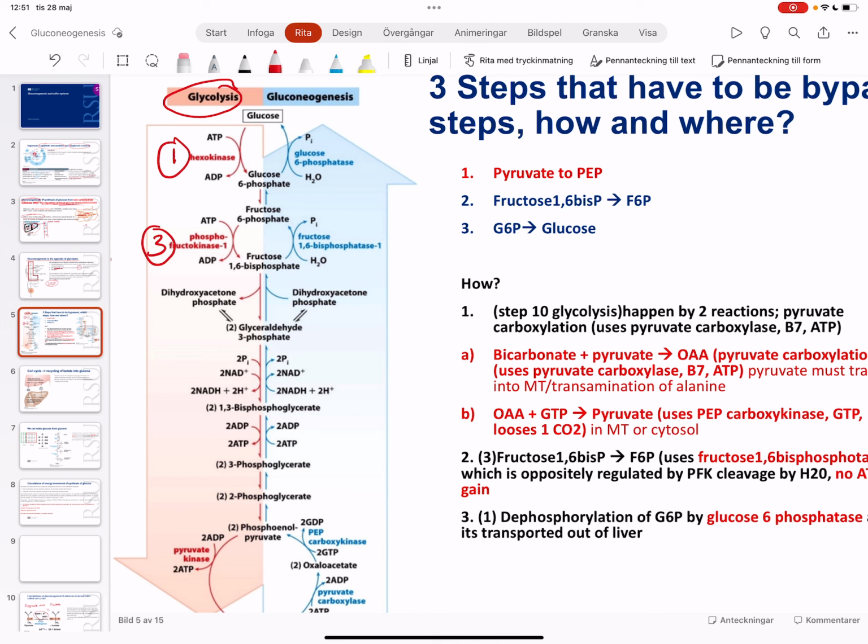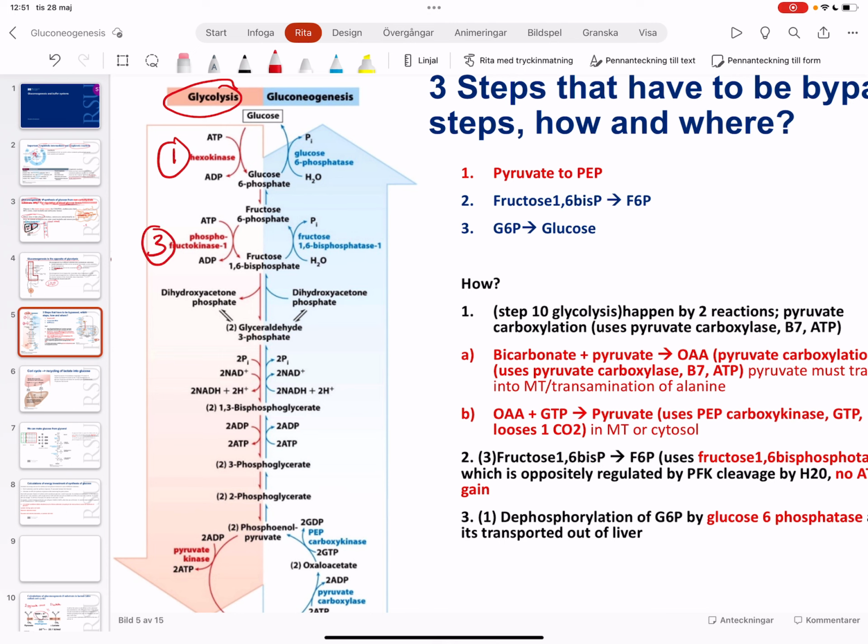Obviously, gluconeogenesis will start from here to glucose. So the first step we would have to overcome is actually step number 10 of glycolysis. Step number 10 of glycolysis was PEP, or phosphoenolpyruvate, together with pyruvate kinase, which created pyruvate. And in that we gained 2 ATPs.